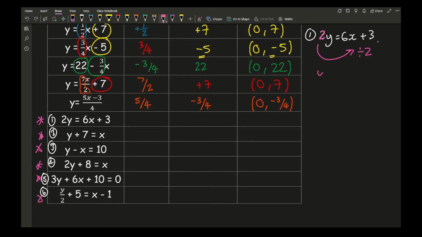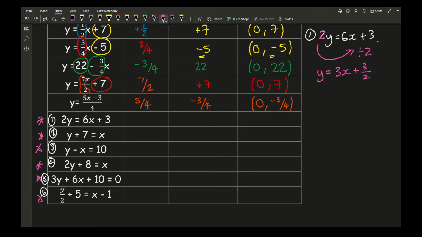So here what I'm going to end up with is y equals, and 6 divided by 2 is 3x, and 3 divided by 2. Now, if you can't work it out, just leave it as a fraction. There's no harm in doing that. Try not to stress your brain of trying to convert it. Just leave it as a fraction.